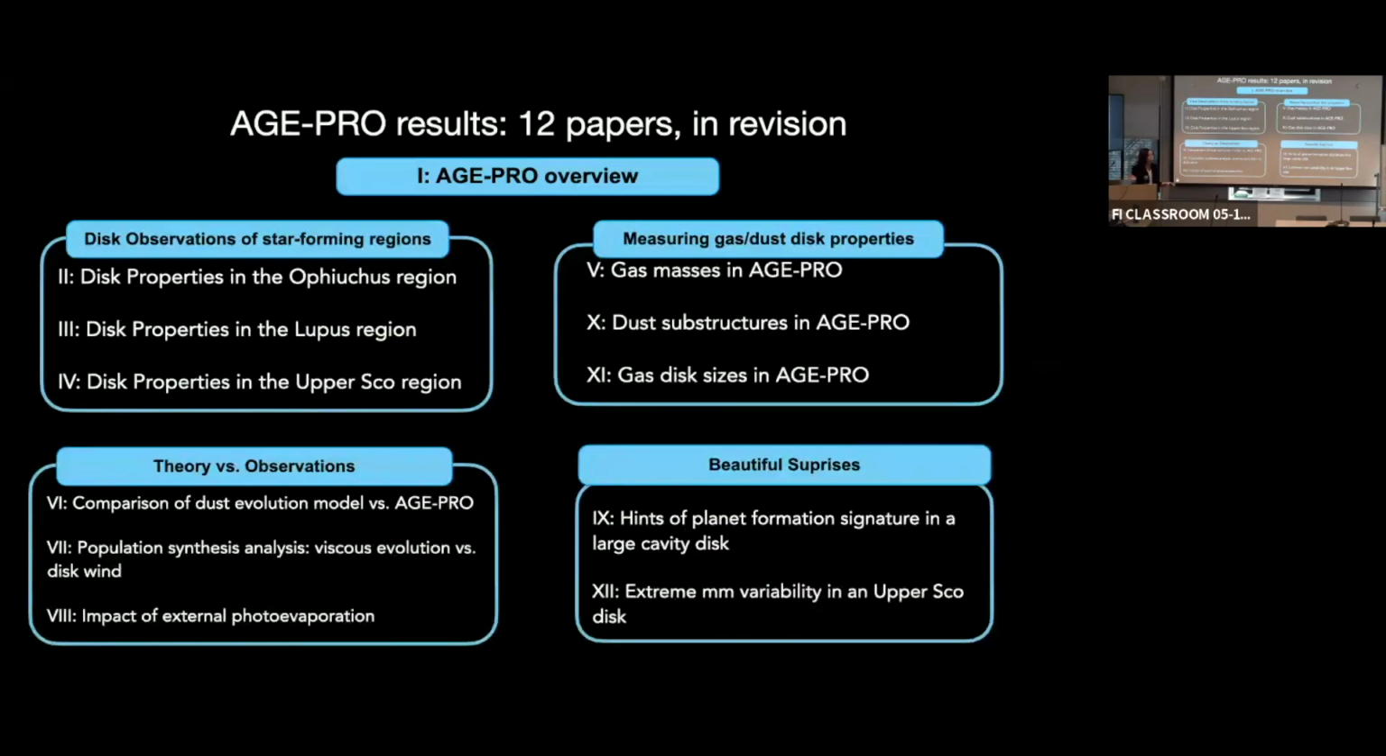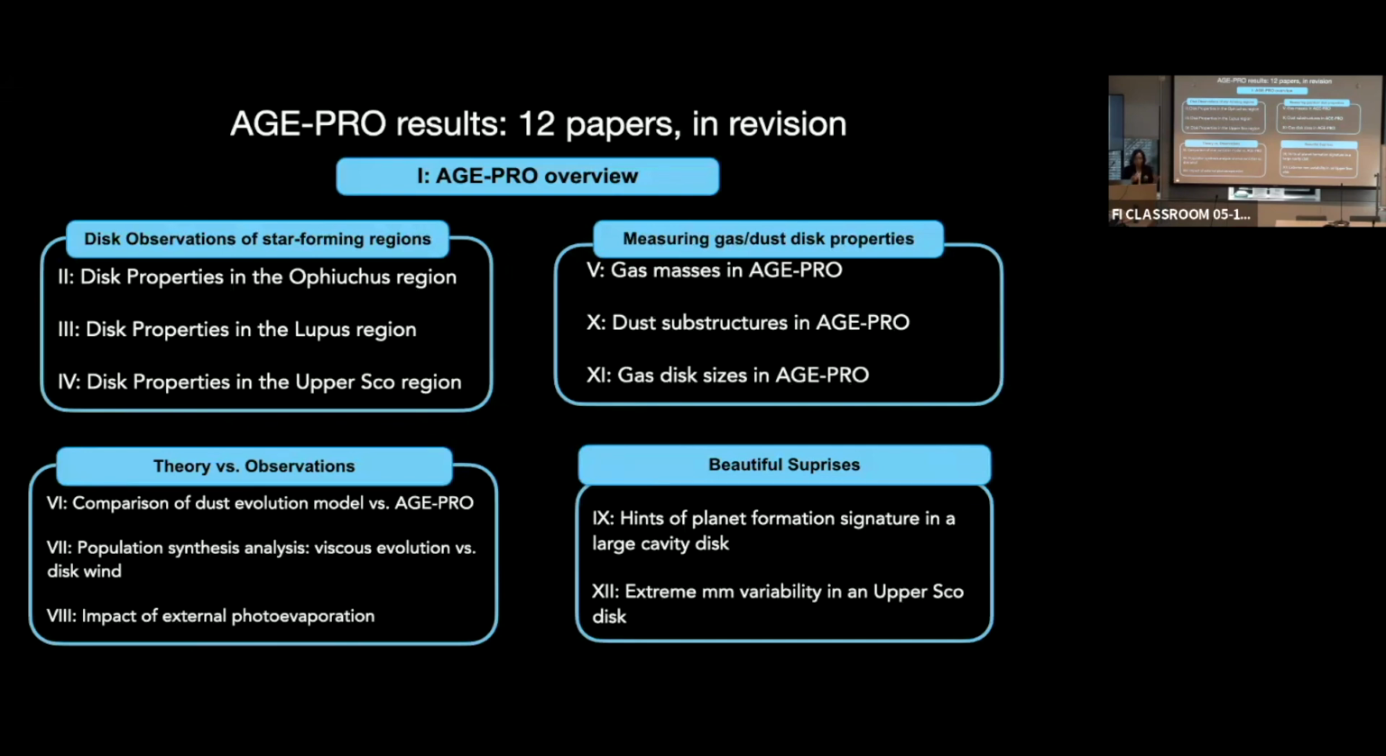So from the first group of AGE-PRO results, we have 12 papers. Those are all submitted. Half of them are accepted now, and half of them are still in revision. We have an overview paper explaining the design of the program and some highlights of the main results. And we have 3 papers describing the observations at each star forming region and the general statistics. And then we have 3 papers describing the methods, how we use the results to measure the gas mass, the dust disk substructure, and the gas disk sizes.